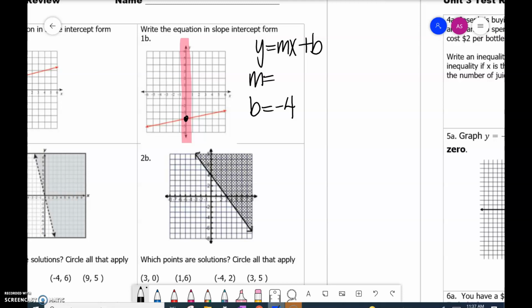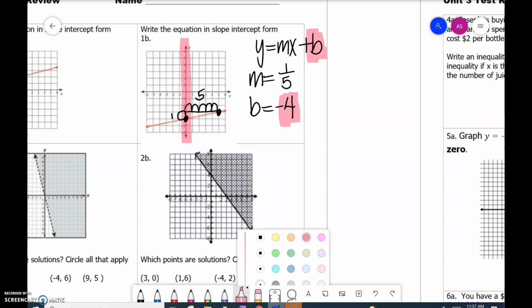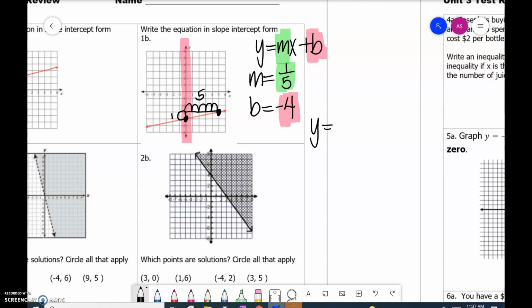And for my slope, I need 2 points. So I have my y-intercept, and now I'm going to pick another point. Make sure you're picking a point that's right at an intersection point. And then I'm just going to count my rise over run. So I'm going up 1, and I go over 1, 2, 3, 4, 5. So my slope is going to be 1/5. So then from here, I'm just going to plug in everything in the equation where it goes. So my final answer is going to be y equals 1/5 x minus 4.